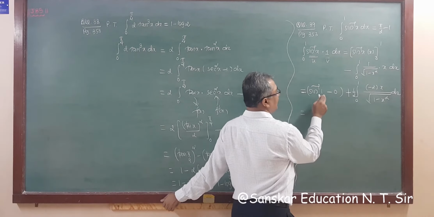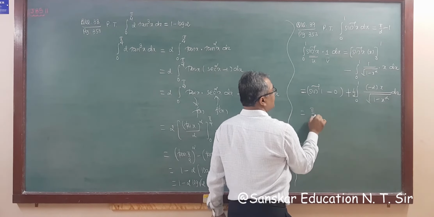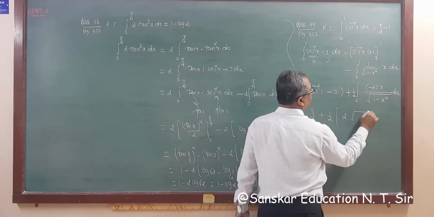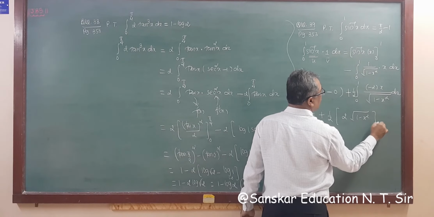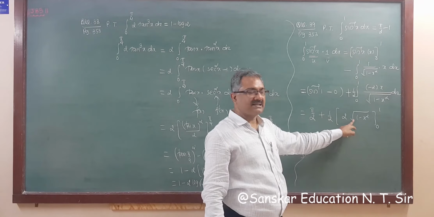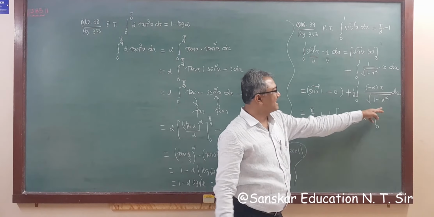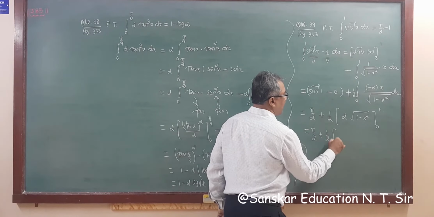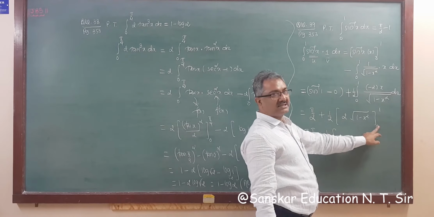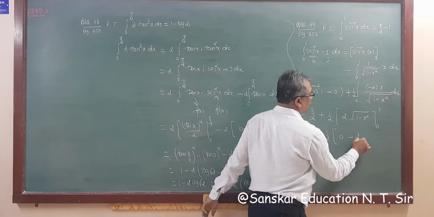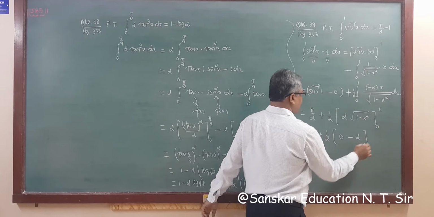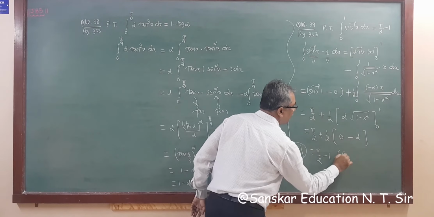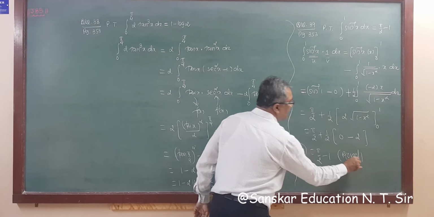So the answer will be sin inverse 1. Sin is 1 for pi by 2. So this is pi by 2 plus 1 upon 2, and the answer will be 2 under root 1 minus x square, from 0 to 1. Okay. So substituting x is equal to 1, this will be 0. So this is pi by 2 plus 1 upon 2. X will be 0, so the answer is 0. And that is minus 2 into root 1, which is 1, right? So the answer will be pi by 2 minus 1. That is what you wanted to prove. So this is proved, right?